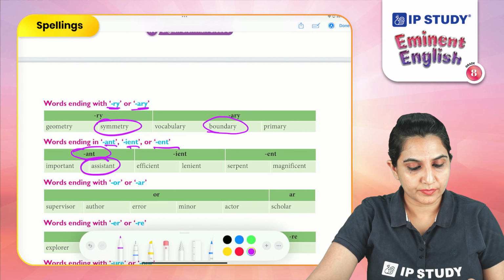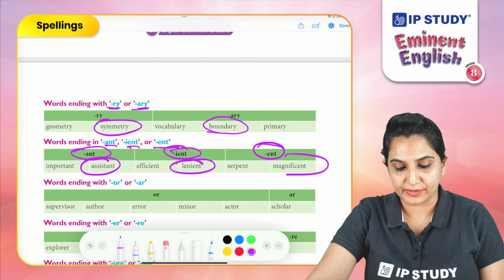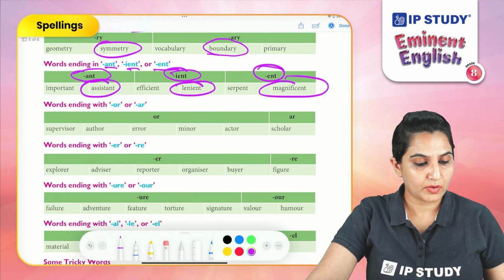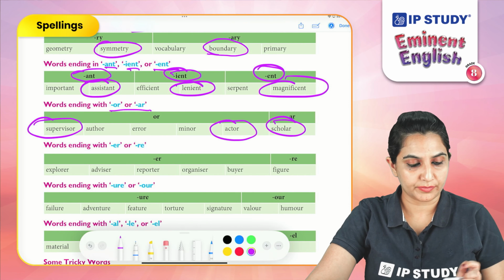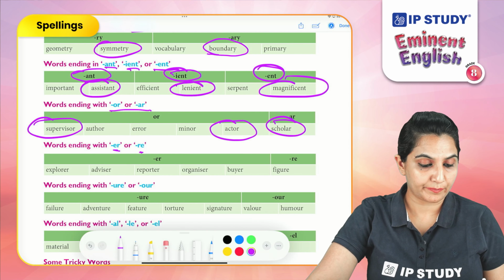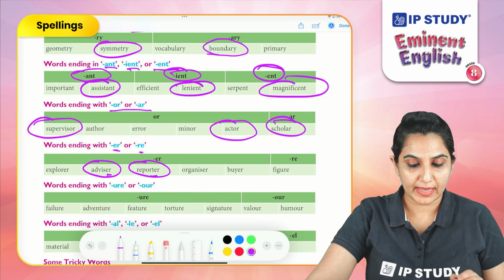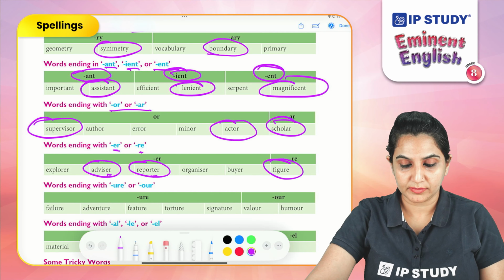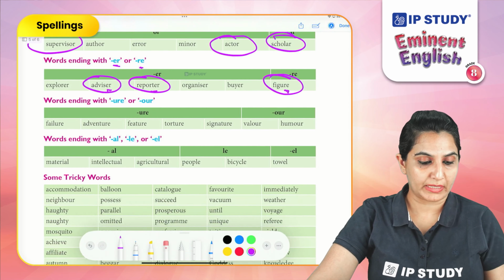And ant, assistant, IENT, lenient, ENT, magnificent. Words ending with OR and AR: supervisor, actor, scholar. Words ending with ER or RE, both sound the same: advisor, reporter, right? ER, and then RE, figure. So both sound the same, but they have different meanings.